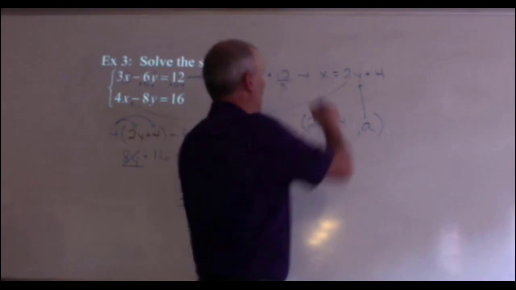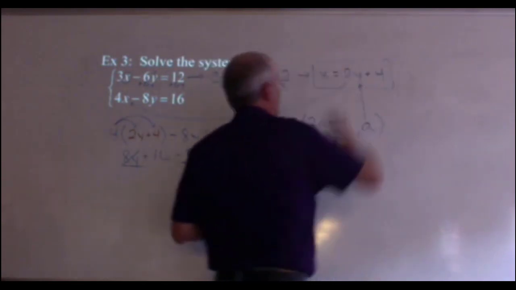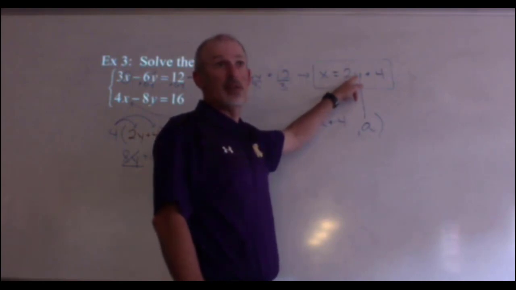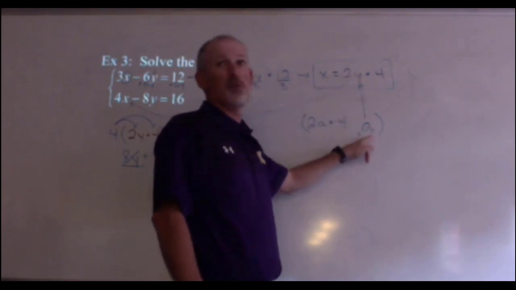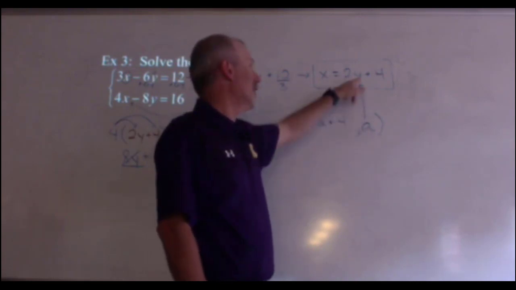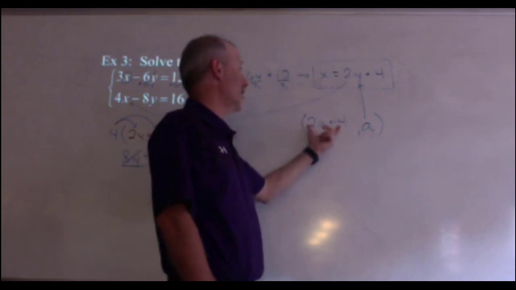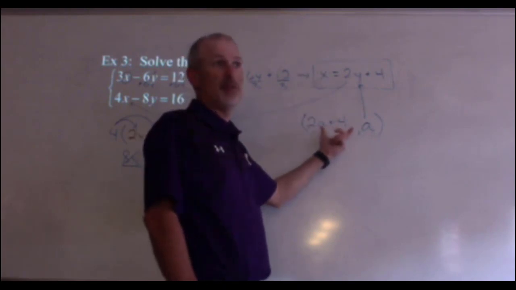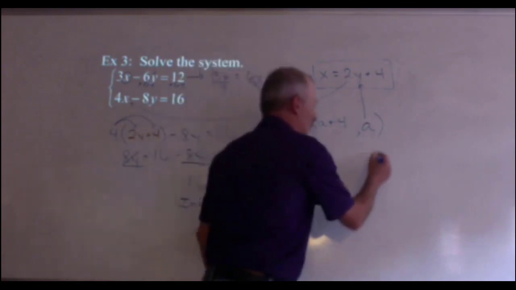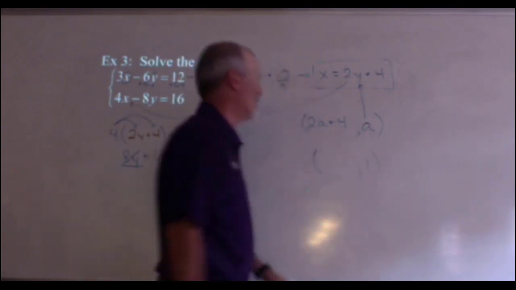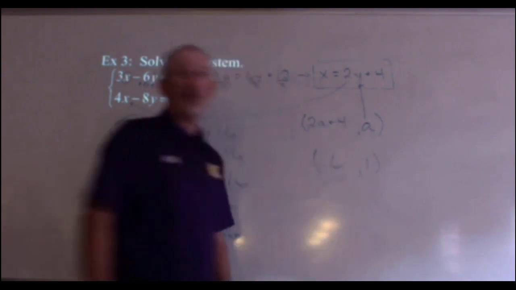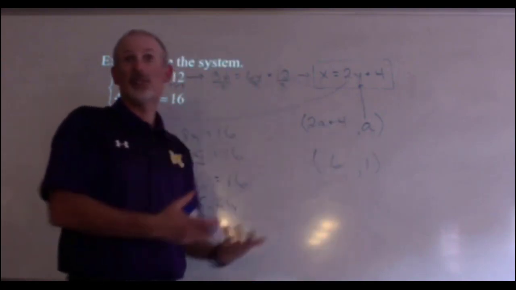So when you've already done this part, whatever's over here, that's what you get to choose. If the y is over here, you get to choose the y. Once you choose that y, you plug that in, and the other one, the x in this case, is 2 times that number plus 4. For instance, what if y is 1? Well, 2 times 1 is 2, plus 4 is 6. The ordered pair there would be 6, 1. That's a point that is a solution to our system.